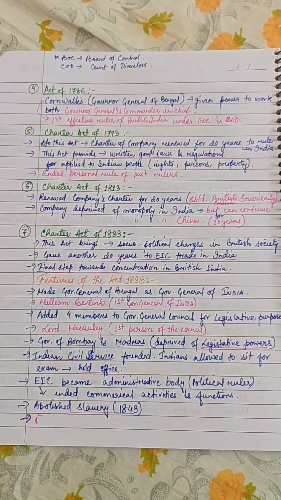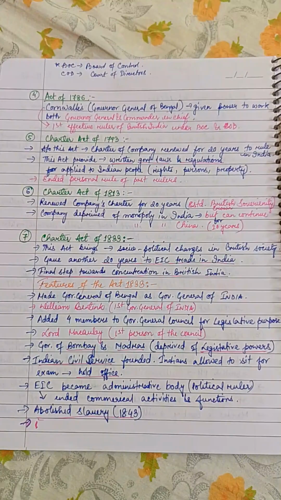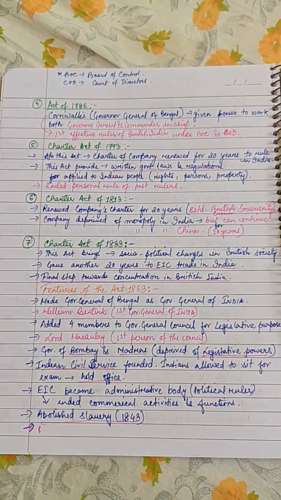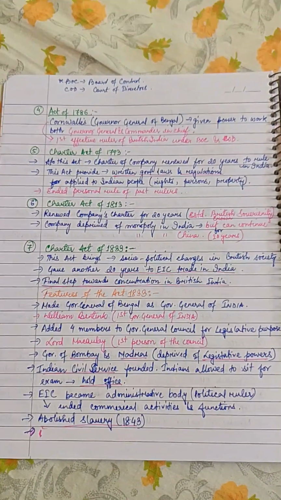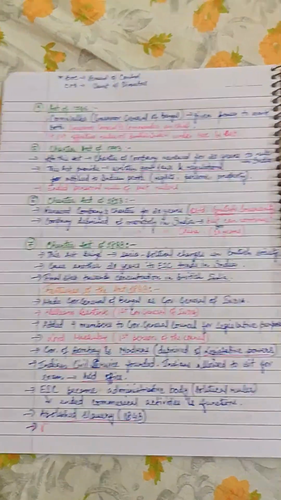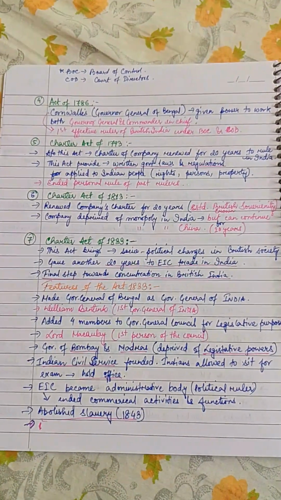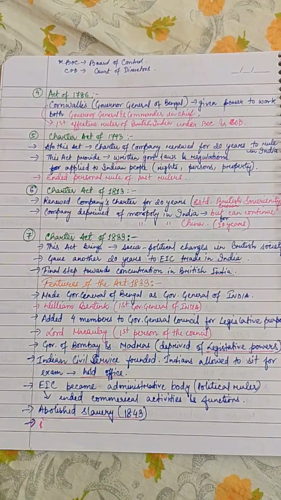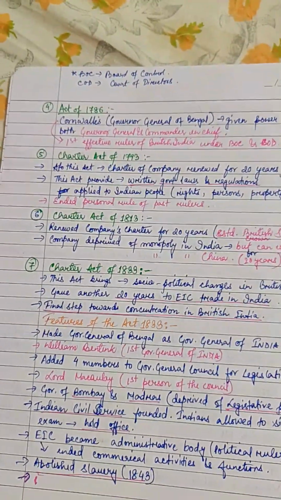In our previous videos, I have explained the Regulating Act, the Act of Settlement, the Declaratory Act, and then Pitt's India Act. You can see my previous videos for those topics. Now is the Act of 1786. You see, I have written in just two lines about this act.